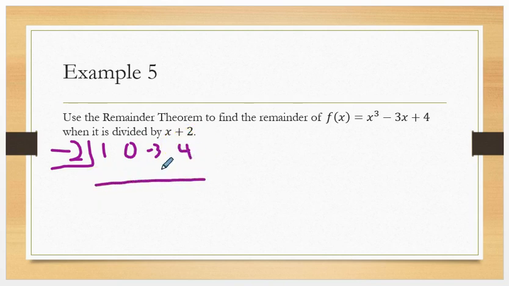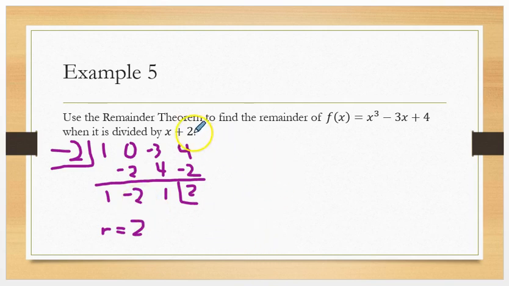So for my synthetic division, the first number comes down, multiply by the box, add the column, multiply the box, add the column, multiply the box, and add the column. So in this case, I have found that the remainder is 2. And that was fairly simple, it was fairly straightforward, so it's not a bad way to find the remainder.